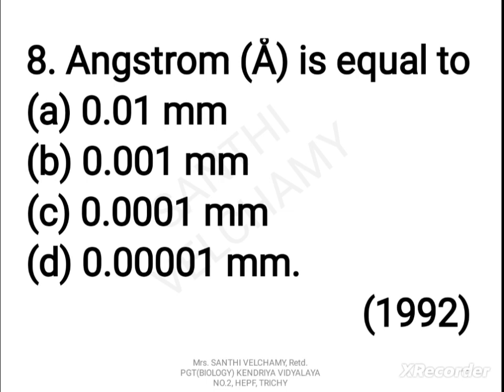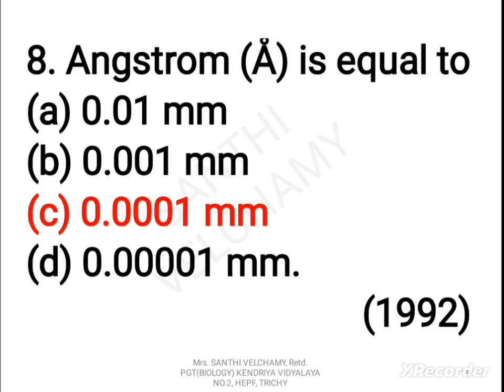0.00001 millimeter. The correct answer is C. C is the correct answer. And angstrom, that is the symbol, what is given. It is a non-SI unit of length that is internationally recognized, equal to 0.1 nanometer. So here it is named after Hans Jonas Angstrom. Angstrom equal to 0.0001 millimeter. That's the correct answer.